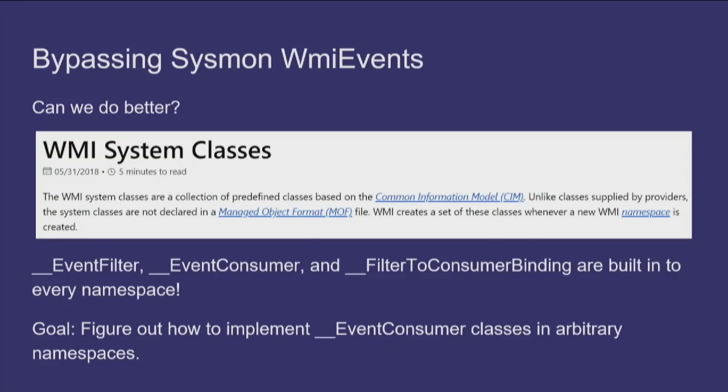So I was reading some documentation and this one came up. And it turns out that every namespace in WMI is automatically populated with system classes. So a system class is any class that starts with underscore underscore, three of which are event filter, event consumer, and filter to consumer binding. Now, what you don't get are these standard Microsoft event consumers, which would be like ActiveScript event consumer, command line event consumer, and various others. So that's a problem, that we don't have those exposed to us in a non-standard namespace.